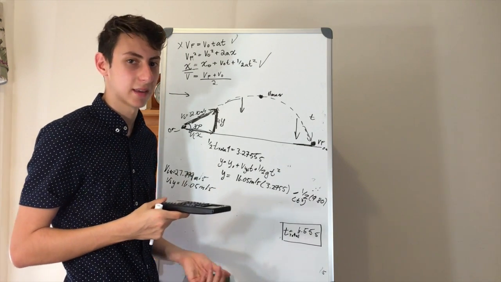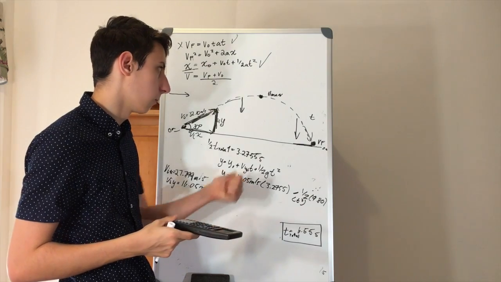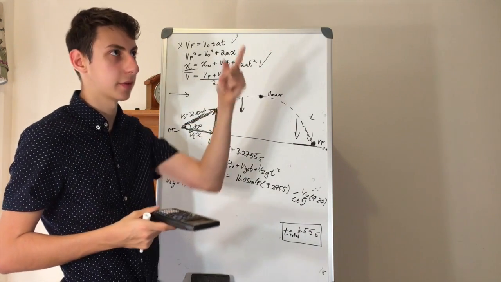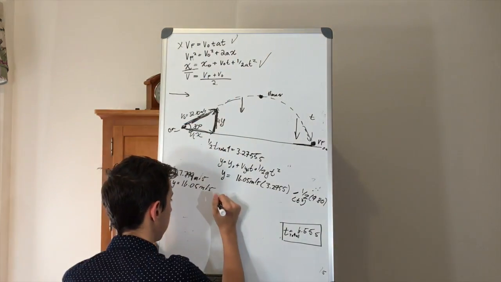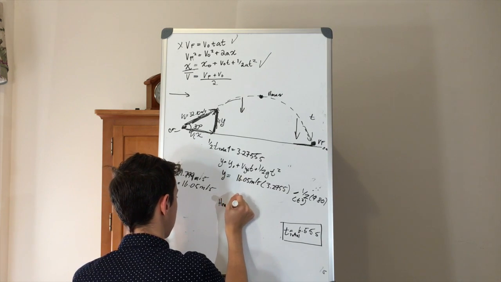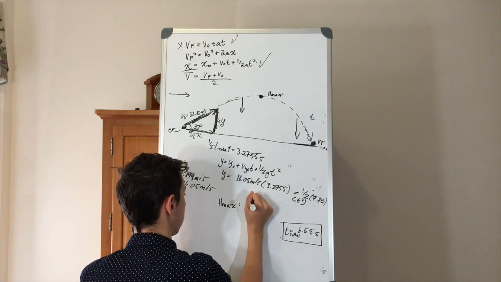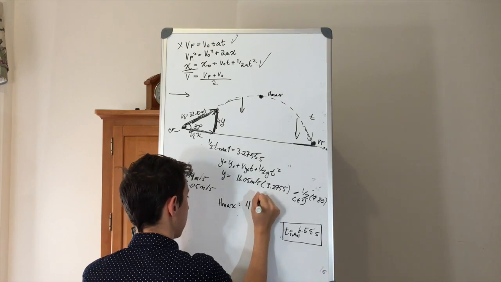And that's why I'm telling you, I knew I made a mistake, because you can't have a negative y maximum distance since we're moving upwards. And we get a height max of 41.8 meters.